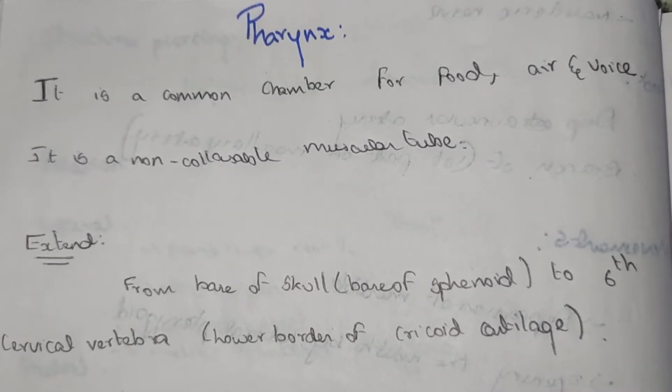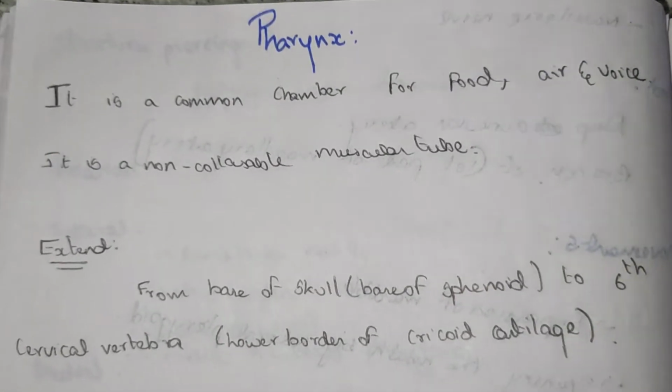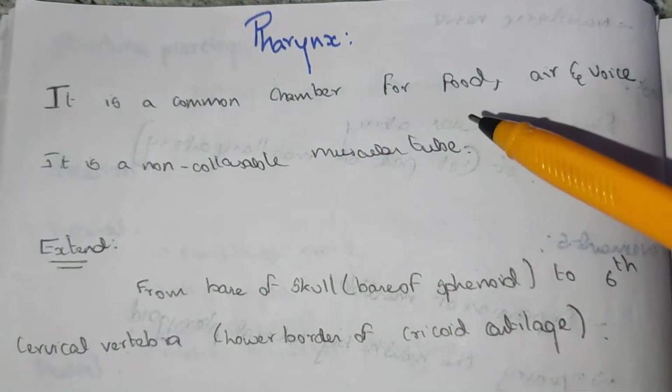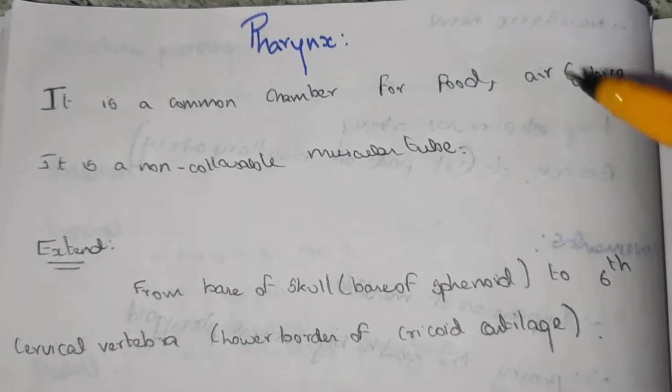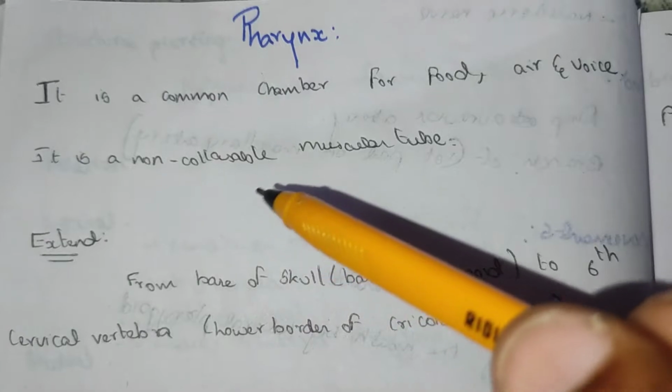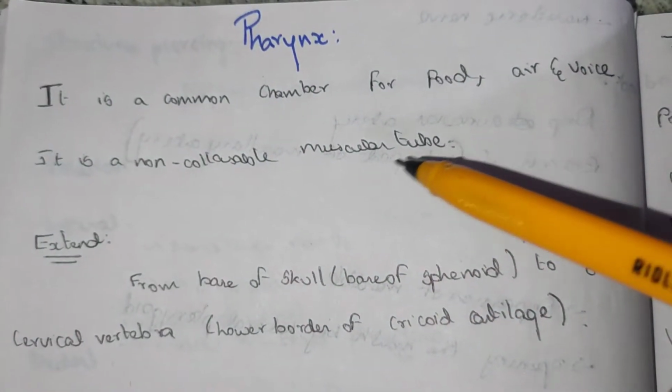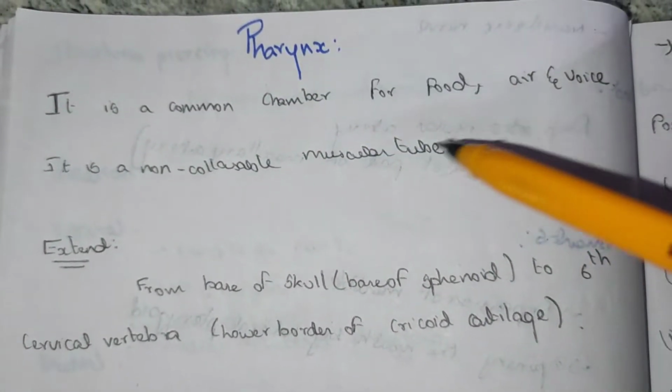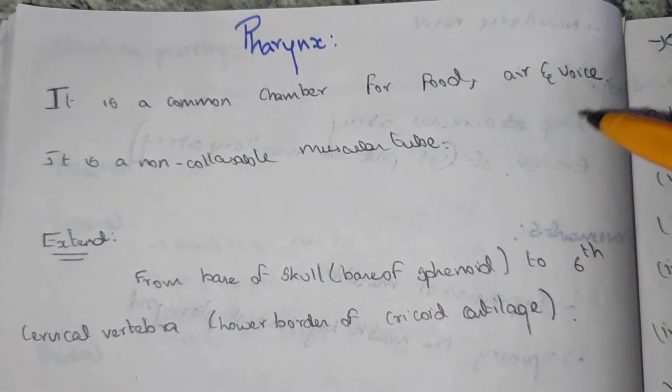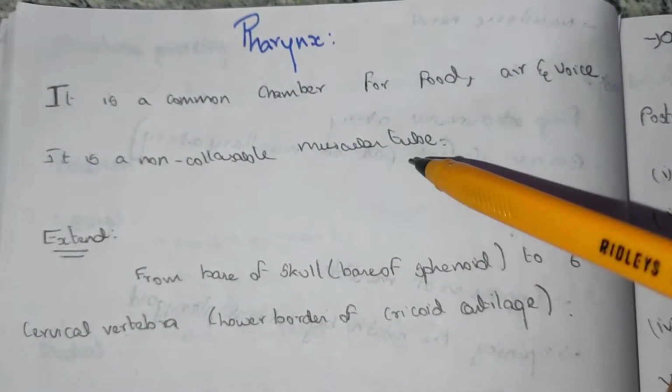In this video, we are going to see about the pharynx. It is the common chamber for food, air, and voice. It is a non-collapsible muscular tube.